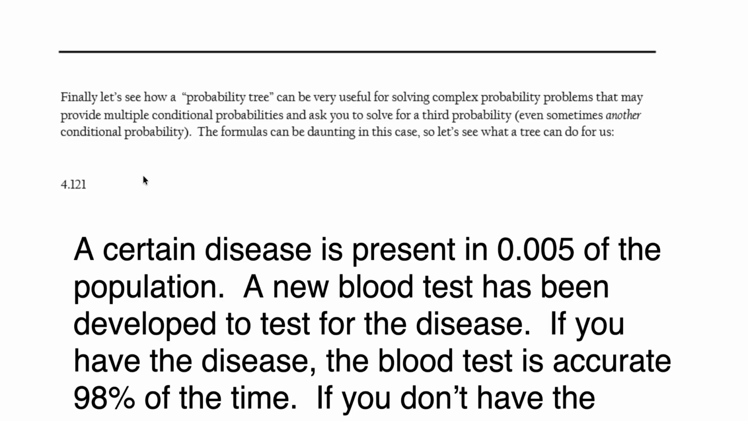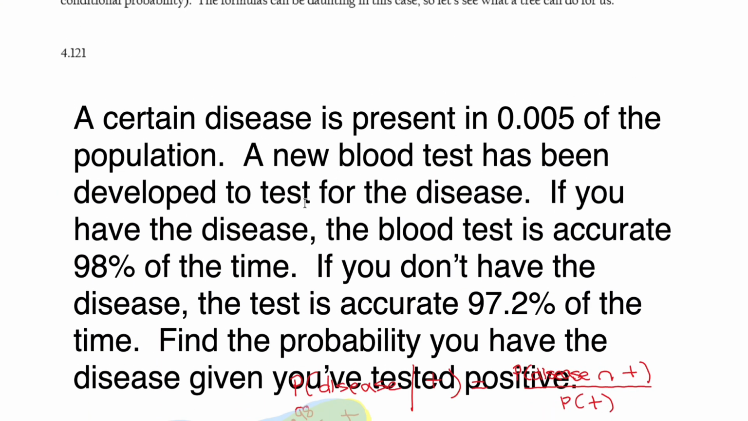Finally, let's see how a probability tree can be very useful for solving complex probability problems that may provide multiple conditional probabilities and ask you to solve for a third probability, even sometimes another conditional probability. The formulas can be daunting in this case, so let's see what a tree can do for us. Take a look at this example. A certain disease is present in 0.005 of the population. A new blood test has been developed to test for the disease. If you have the disease, the blood test is accurate 98% of the time. If you don't have the disease, the test is accurate 97.2% of the time. Find the probability you have the disease given you've tested positive.